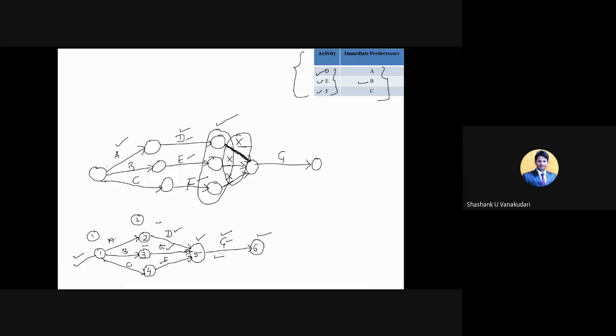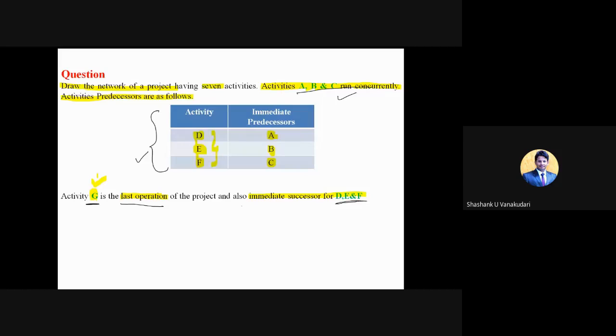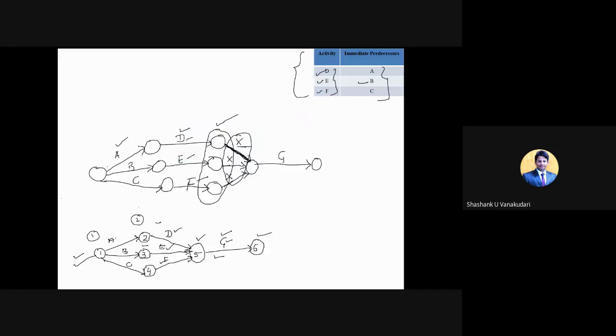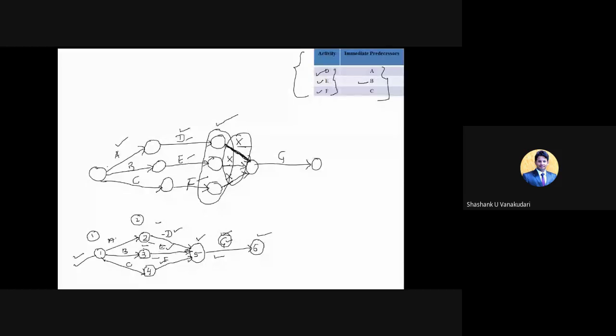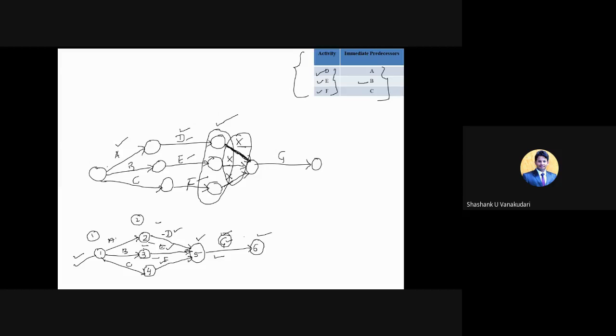So even the last conditions, whatever we have given here, this condition is also satisfied. Activity G is the last operation. Yes, you can see here. So this activity G is the last operation, and also the immediate successor for D, E, and F. So for D, for E, and for F, this G is the immediate successor activity. Now we have satisfied all these conditions.